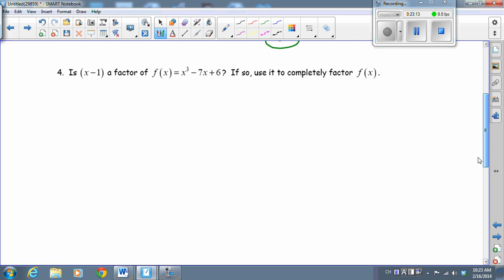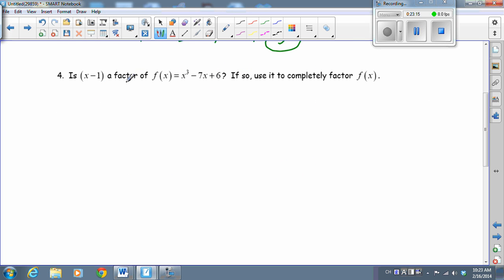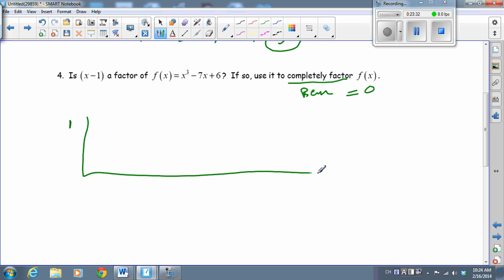One last one. Is x minus 1 a factor? To know if it's a factor, we need to know if it factors completely. In other words, we're trying to find if the remainder is equal to 0. Because they put -1 here, I'll switch the sign and make it a 1 and start my synthetic division. Power of 3 is 1. Power of 2 is none. Power of 1 is -7. And then we have a 6.